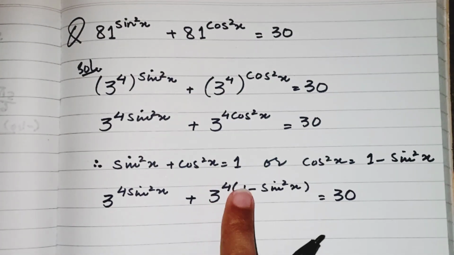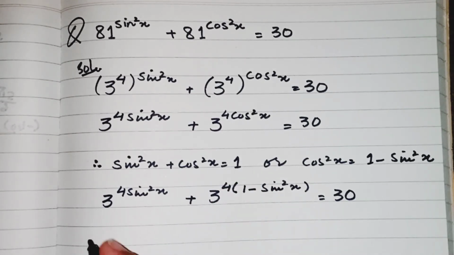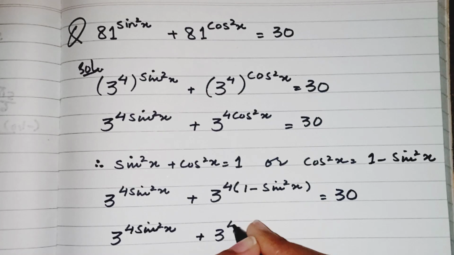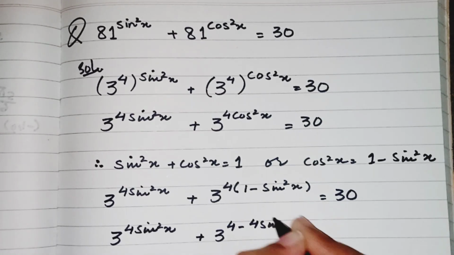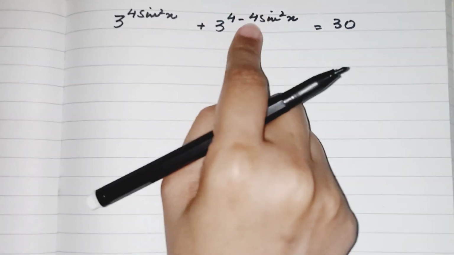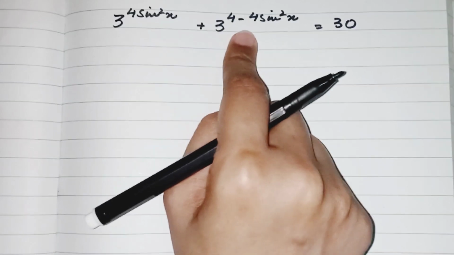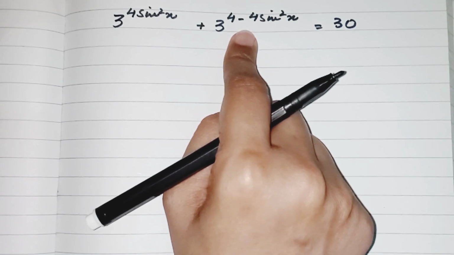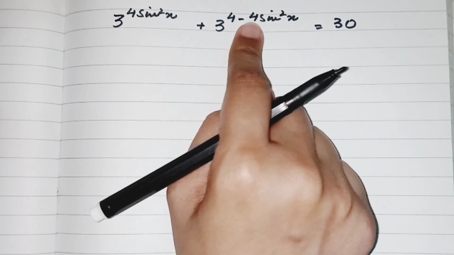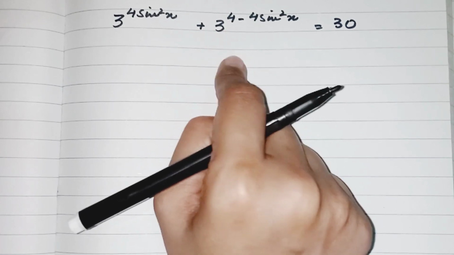Now this 4 is multiplied by 1 as well as minus sin²x. So I have 3 power 4 sin²x plus 3 power 4 minus 4 sin²x equals 30. Now this power is with a negative sign. Whenever we have any power with a negative sign, we have to shift it into a positive sign by moving its base from numerator to denominator or vice versa. Like this one is in the numerator, so to convert the minus sign into positive, I have to move this base into the denominator.